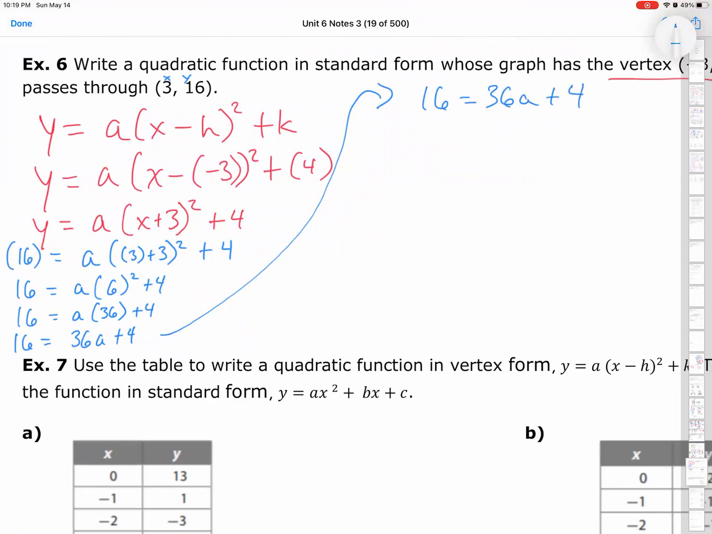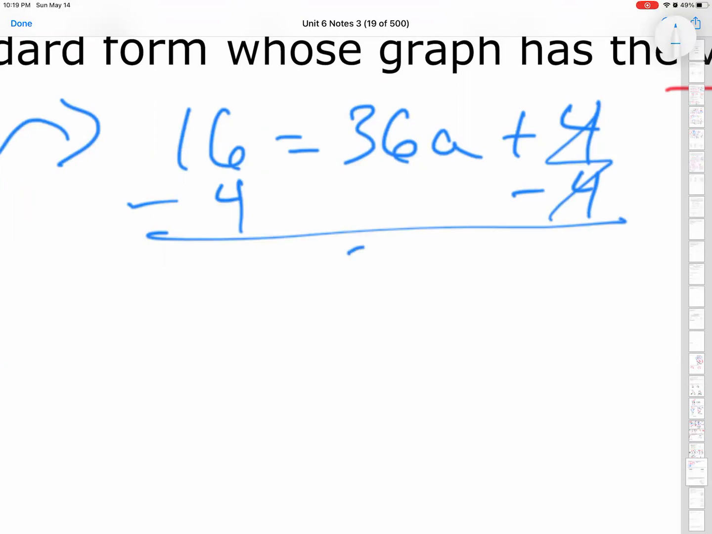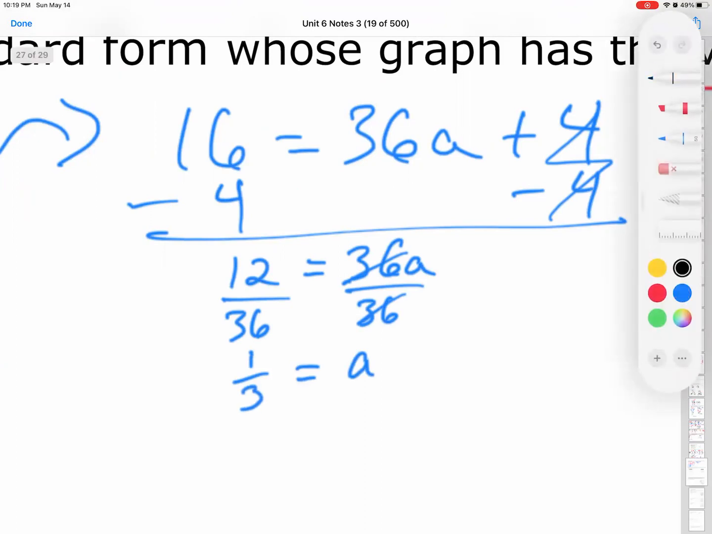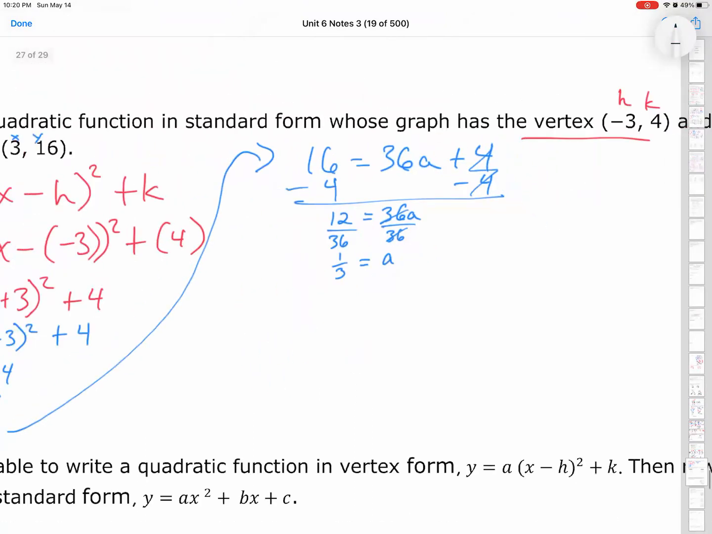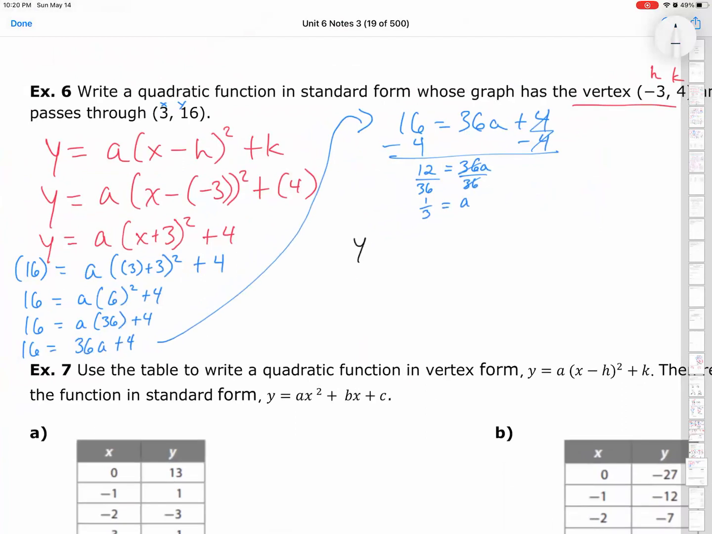So now let's go ahead and solve for A. We would subtract 4 from both sides. We get 36A equals 12. And then divide. Looks like A is 1/3. So then we know what A is. We'll go ahead and replace that into our vertex form. Y equals 1/3 times (x plus 3) quantity squared, plus 4.